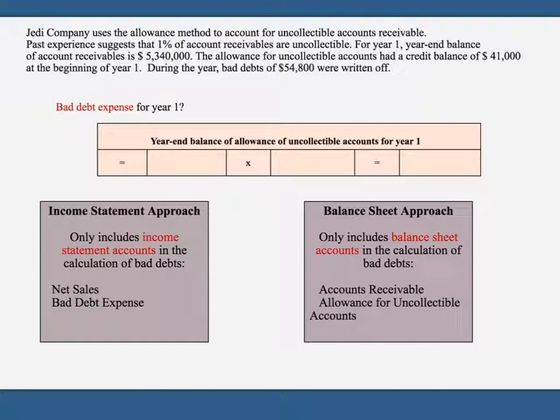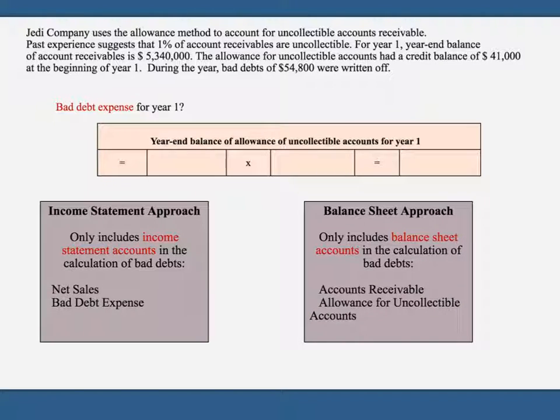So I want to do a quick recap like we did in the previous video on the different approaches for the allowance method. You have the income statement approach and the balance sheet approach. Remember, with the income statement, you're only going to use income statement accounts to help calculate your bad debts. So you'll use sales and then use bad debt expense. In the balance sheet, you're going to use balance sheet accounts. So here we'll be using accounts receivable and the allowance for uncollectible accounts to calculate our bad debts.